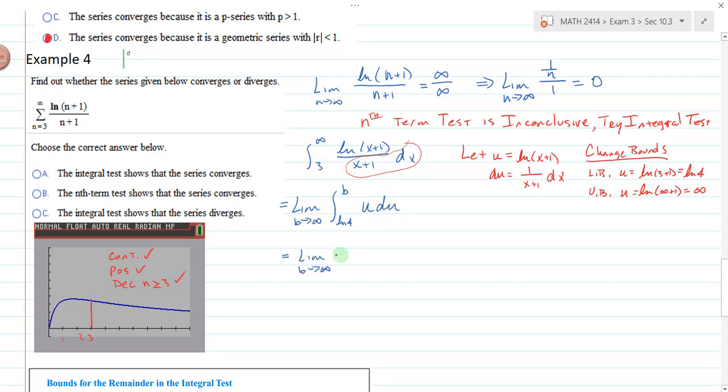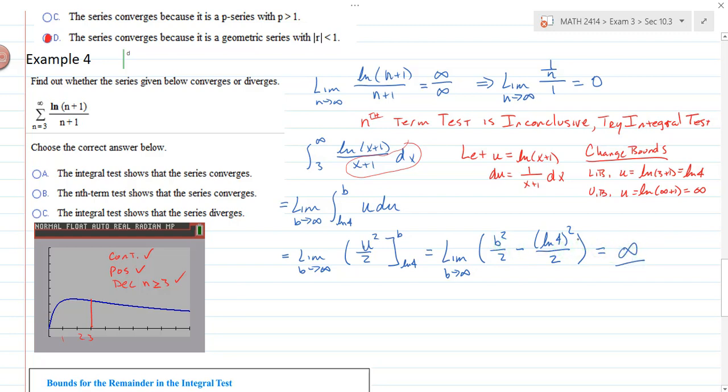And when we integrate this, we're going to add 1 to the exponent and divide by the new exponent, which gives me 1/2 u squared. I'll just put u squared over 2 from the natural log of 4 to b. Applying the fundamental theorem of calculus, this is going to give us b squared over 2 minus the natural log of 4 squared over 2. And as b goes to infinity, this term is going to infinity, and infinity minus a number is still infinity.